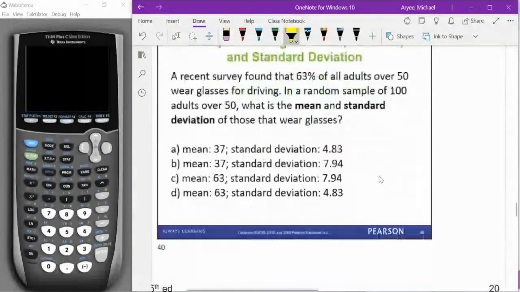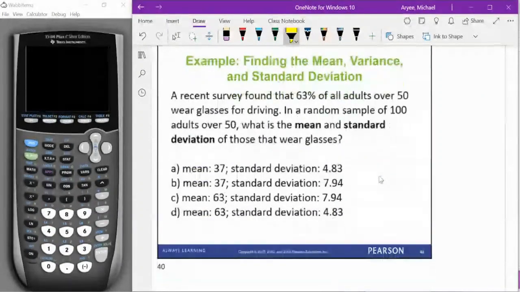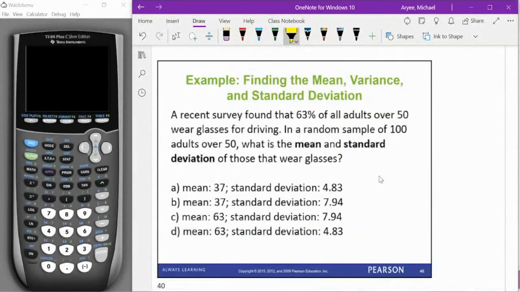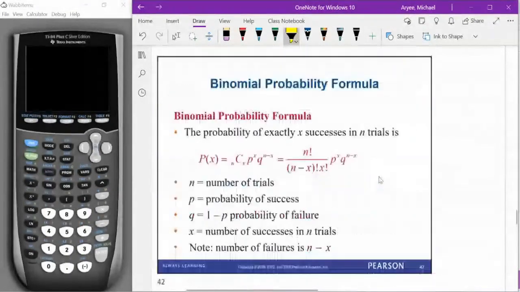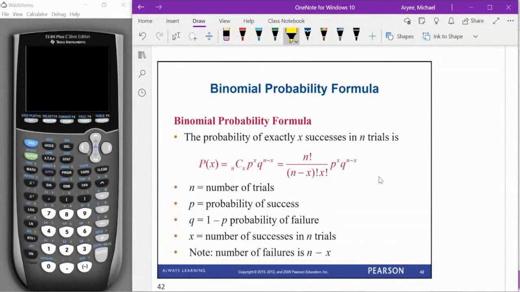Now the next set, this is the same kind of thing. Oh, by the way, the mean and standard deviation is not that bad.